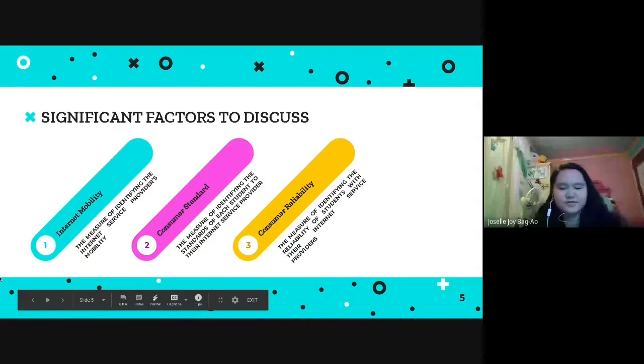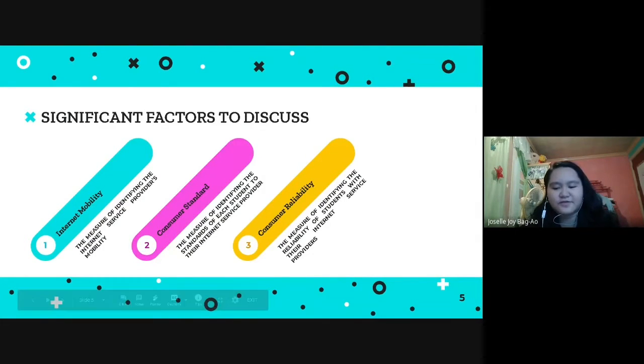Significant factors to discuss. The first one will be internet mobility. This factor will talk about how the internet connection is effective and reliable in accessing the network. The second one is consumer standard. It refers to the students' responses about their internet provider's quality and sustainable connection. Lastly, the consumer reliability. This factor will discuss the correlation between the said variables with the respondents' reliability towards their internet server providers.